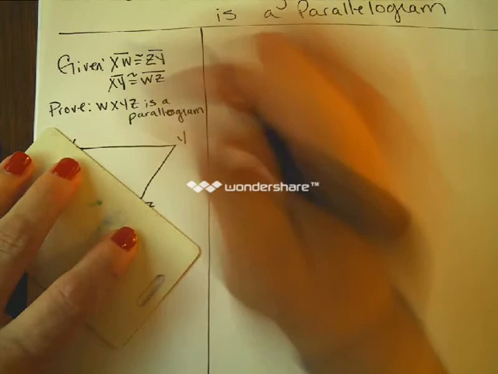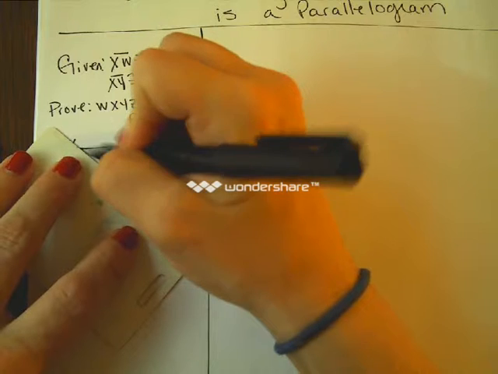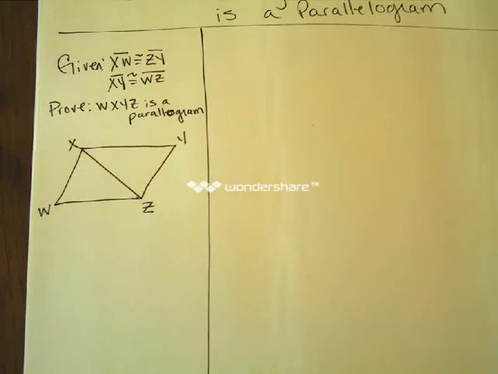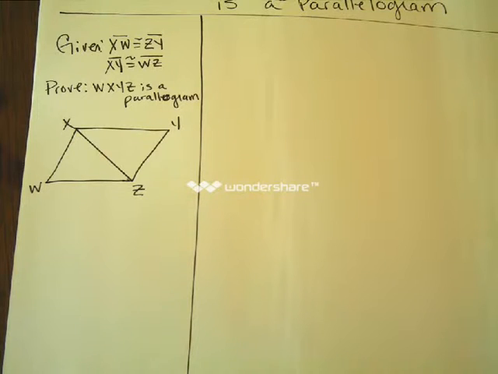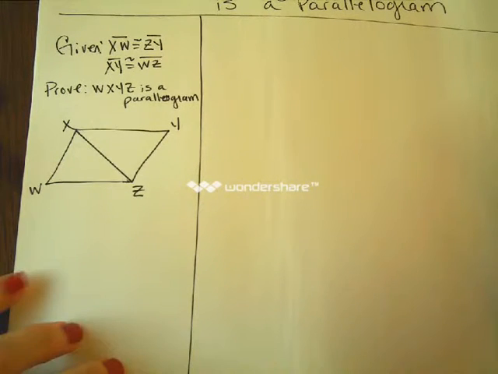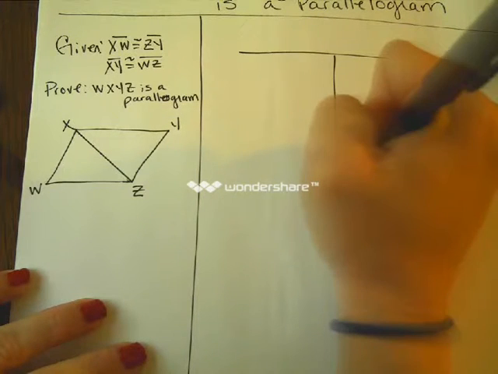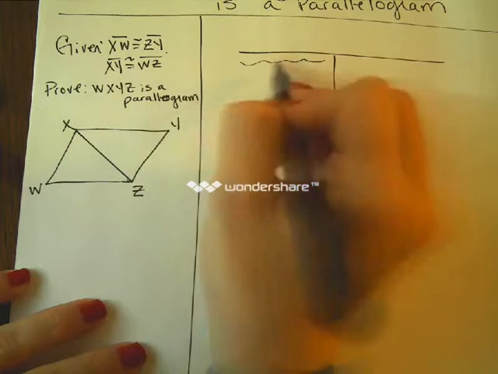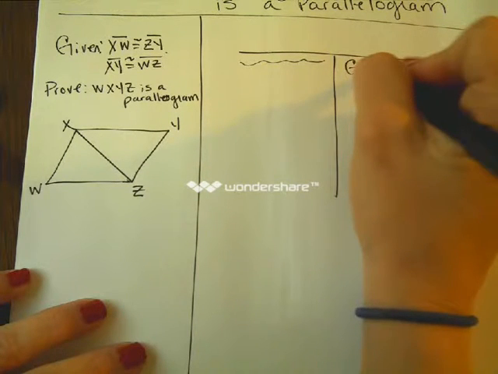Alright, now we know that XZ is congruent to XZ by reflexive, which makes the triangles congruent by side-side-side, because again we have two given statements. We knew that side was congruent to that, this one was congruent to that one, and we just said it was congruent to itself. So that makes side, side, side.